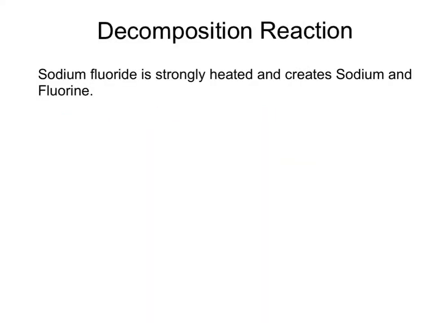Now a decomposition reaction is just the opposite. We're going to take one molecule that has several elements in it, and it's going to break apart and form two other molecules. So as we can see here, we say sodium fluoride is strongly heated and creates sodium and fluorine. So I take sodium, which has a +1 charge, and fluorine, which in its ion state has a -1 charge, so they are actually balanced out now.